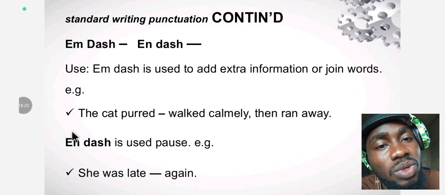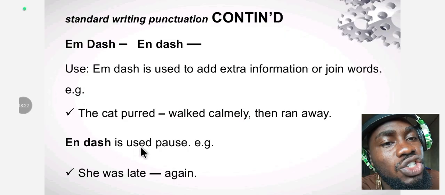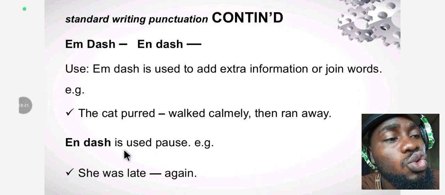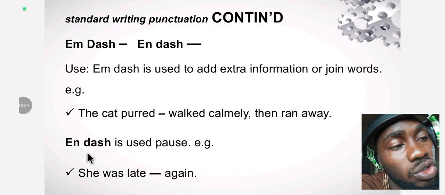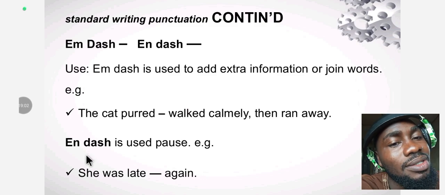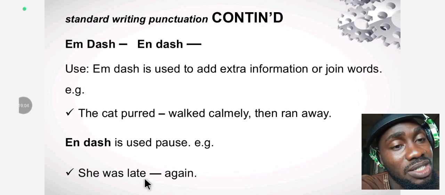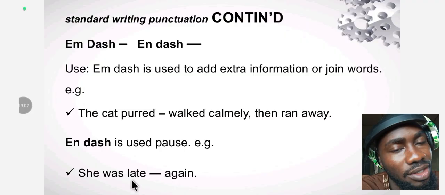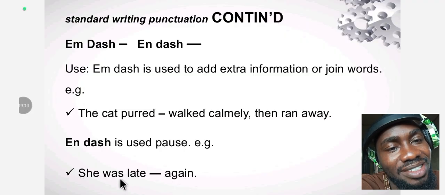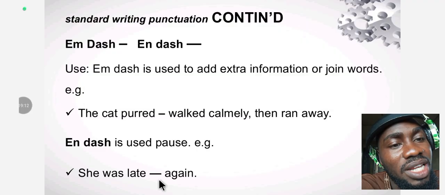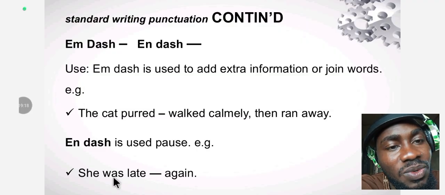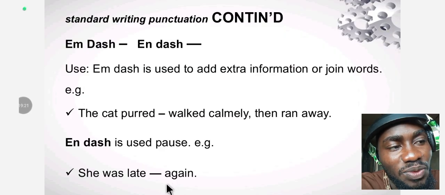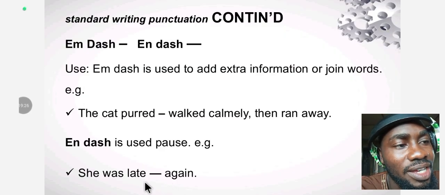Okay, let's look at the next. N dash. N dash is used for a short pause, just to inform the reader that the reader is supposed to have a short pause at that point. Let's look at the example. She was late, dash, again. So let's read this like a pro. She was late again. She was late again. Hope you figured out where I had that short pause. On to the next.